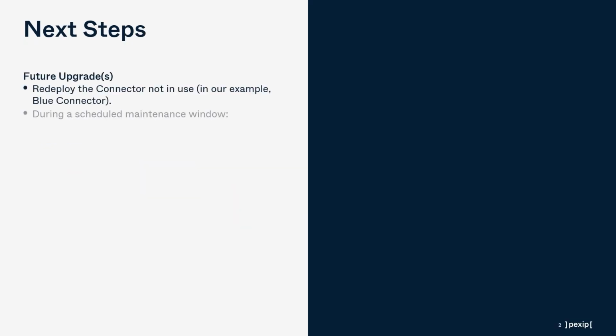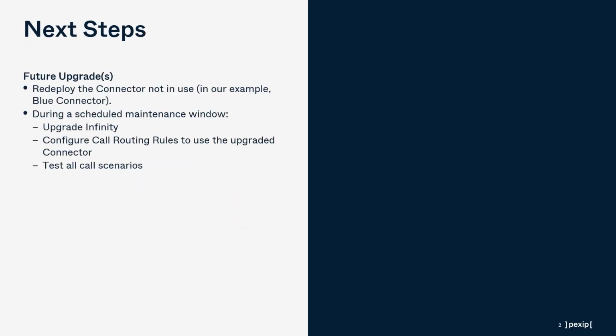Now that the blue-green deployment was successful, it is important to look to the future. For future upgrades, you would redeploy the connector which is not currently in production. In our example, this is the blue connector. A scheduled maintenance window should be used to upgrade Infinity, reconfigure call routing rules, and to complete user acceptance testing.